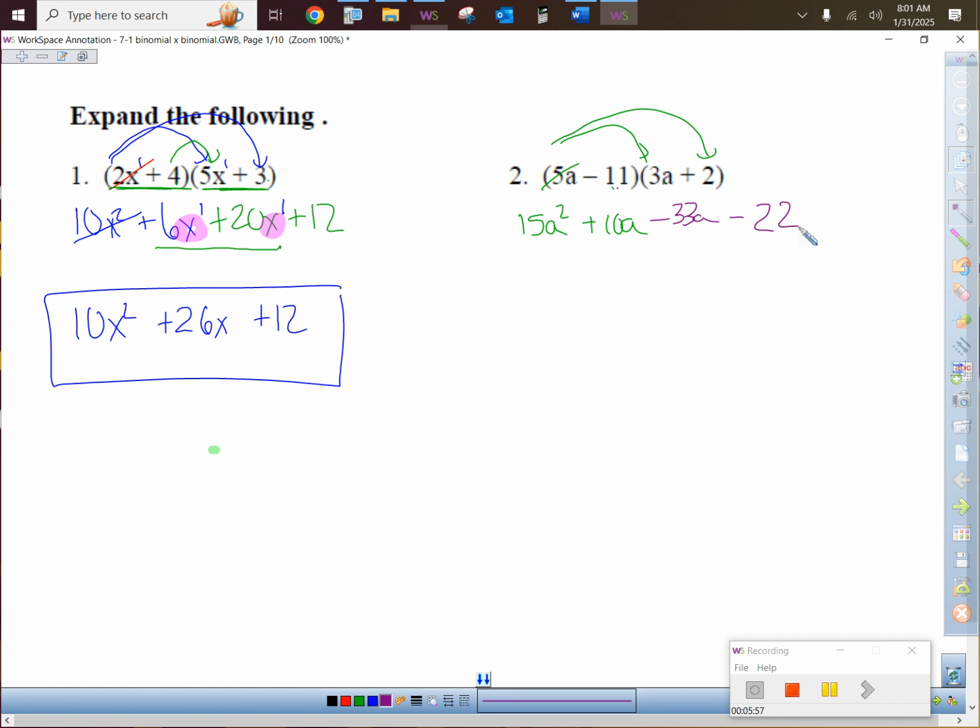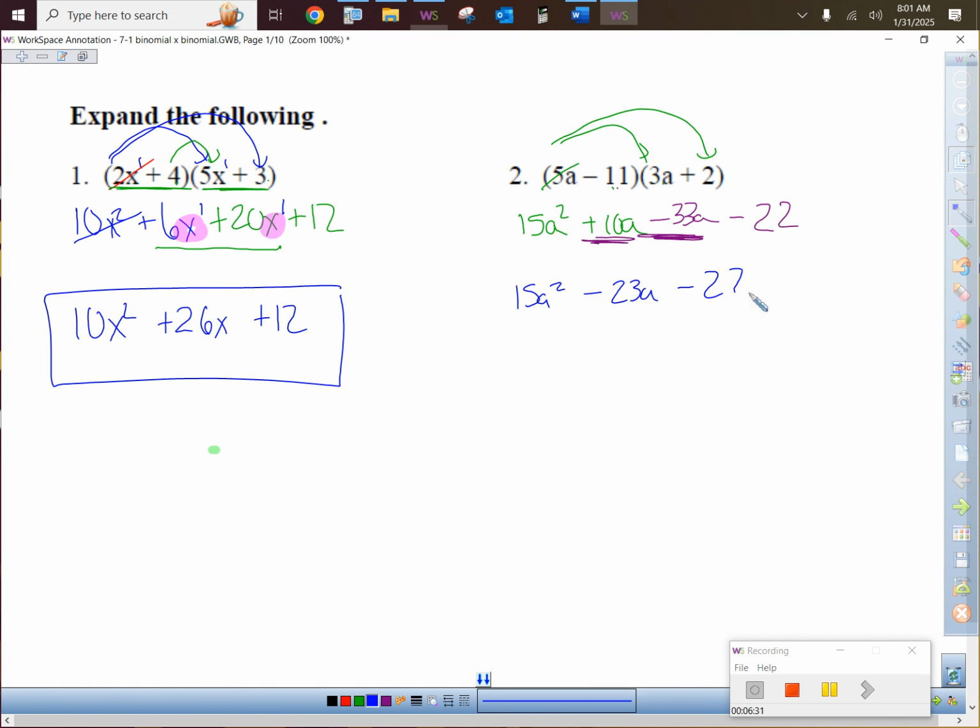Do we have any like terms to combine after that? I took 2 dudes times 2 dudes and got 4 dudes back. Do we have any like terms? 10 a's, negative 33 a's. Don't they both have a's to the first with them, right? And there's no other letters with them. So you can use a calculator if you need to. You know, we're going to add those up. So 10a and negative 33a is negative 23a's, right?